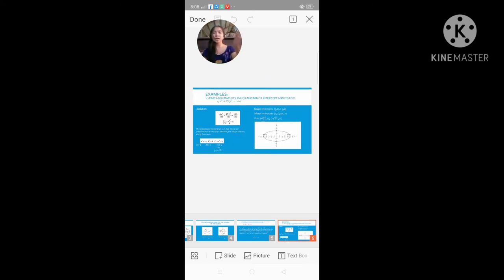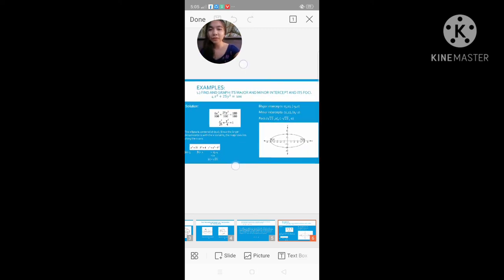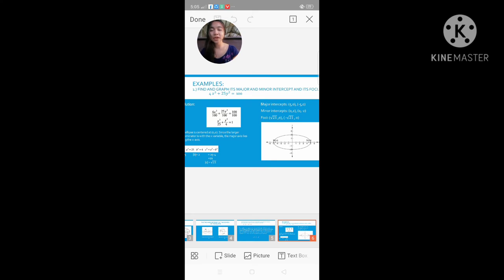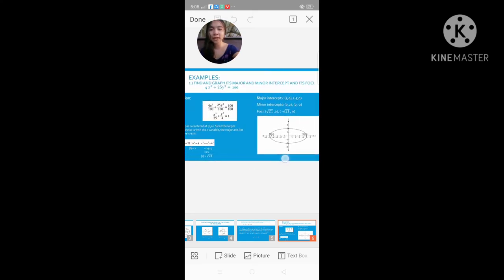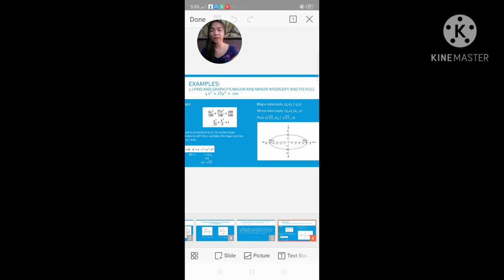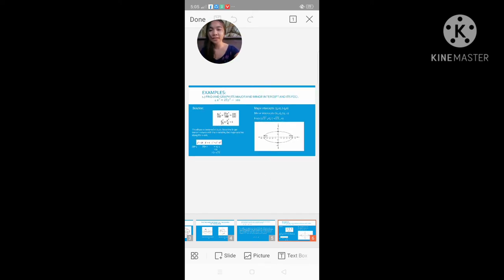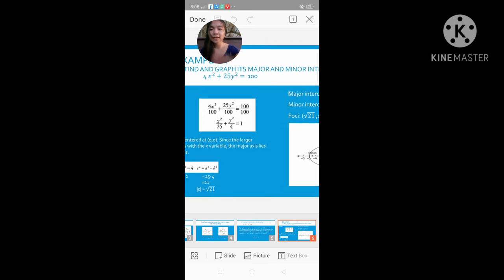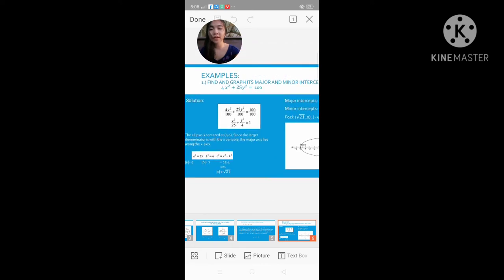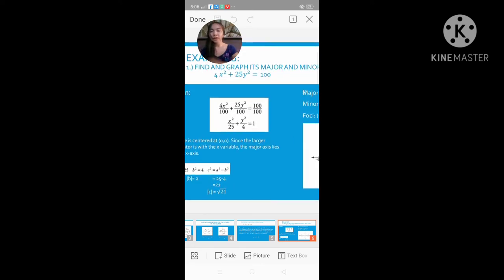Let's first have an example. Find and graph its major and minor intercepts and its foci. What we are going to do is graph and find the minor and major intercepts and the foci from the given 4x squared plus 25y squared equals 100. The solution: we need to write 4x squared plus 25y squared equals 100 in standard form by dividing each side by 100.